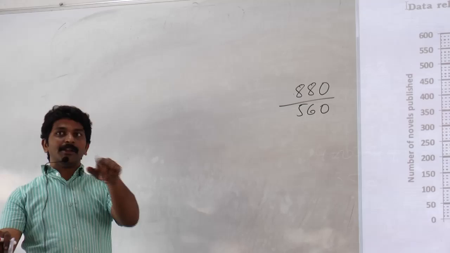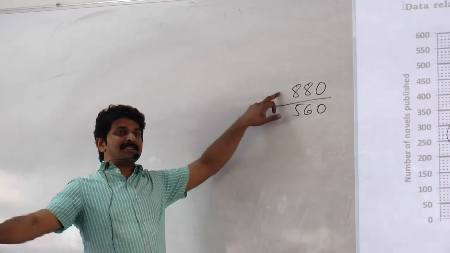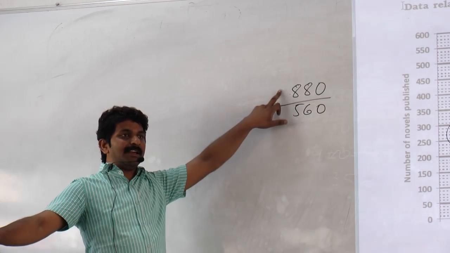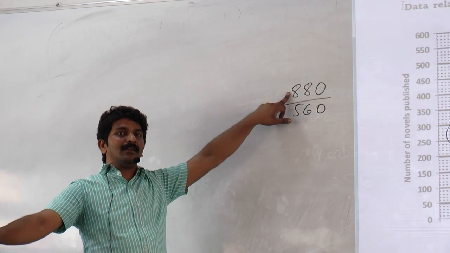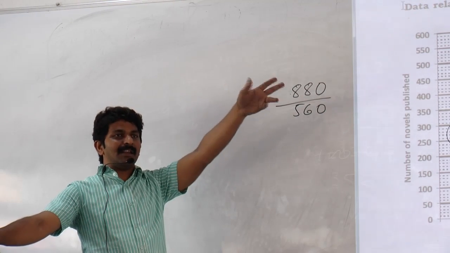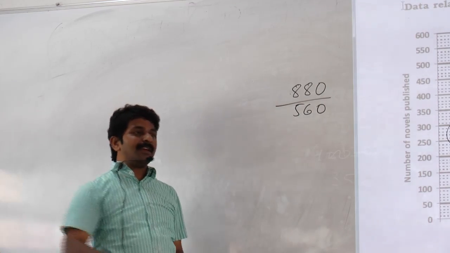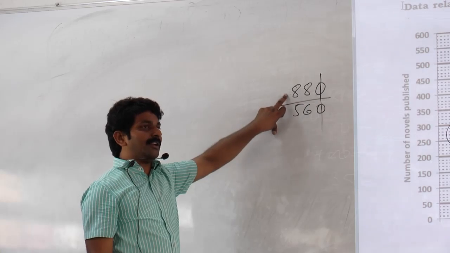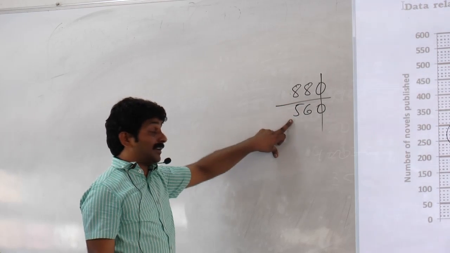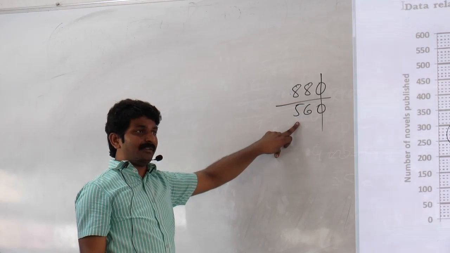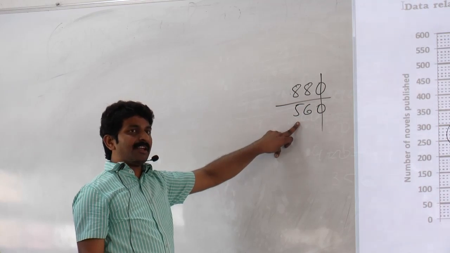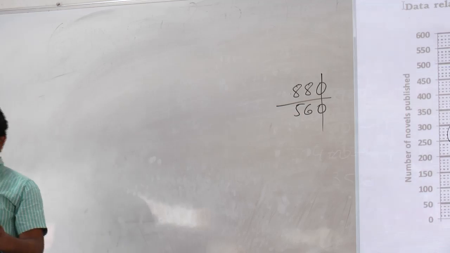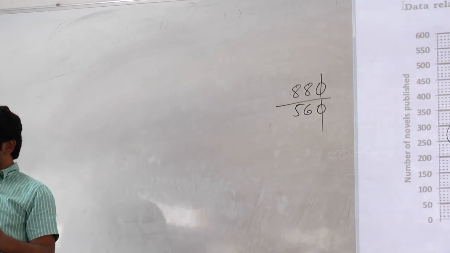Wait, look at your options. Your first number is 880 here. So in your option also that should be a factor of 880. Is 13 a factor of 880? No. So what is the other number? 11. If you want to have 11 here, 0 0 cancel. If you want to have 11 in numerator, you need to divide numerator by 8. Divide your denominator by 8. 7 times. 11 by 7. Next.